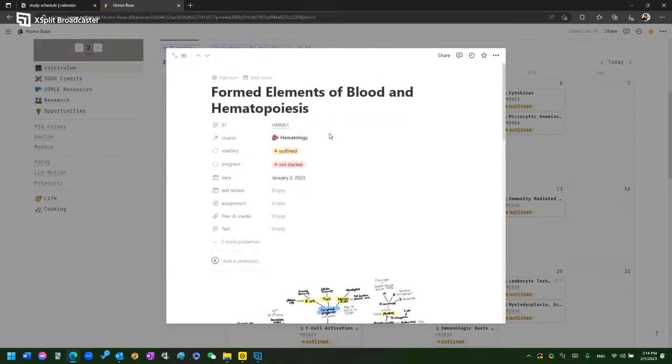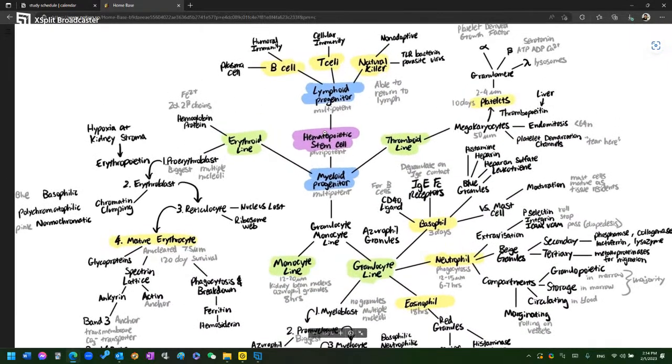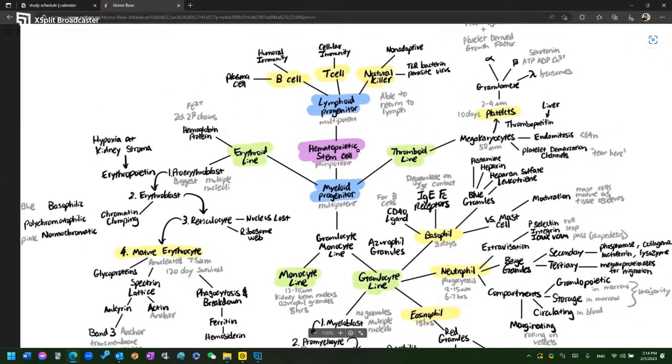Formed elements. Okay, so our main player for anything blood related is our hematopoietic stem cell, which is pluripotent and lives inside of the marrow. And that stem cell will then differentiate into our 2 major progenitors, which is our lymphoid and our myeloid progenitors.